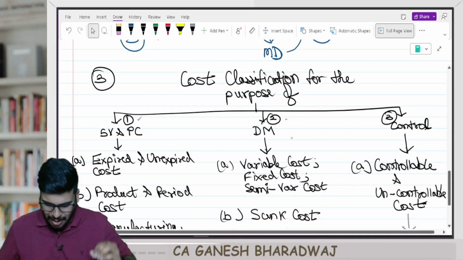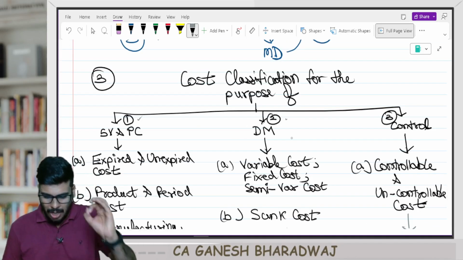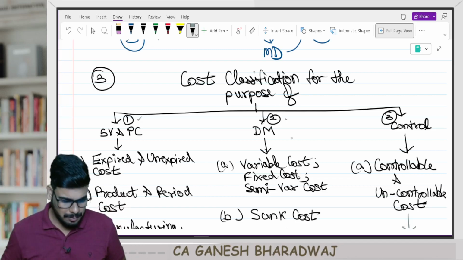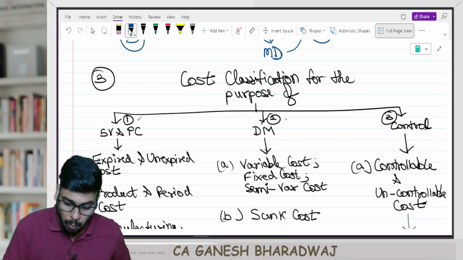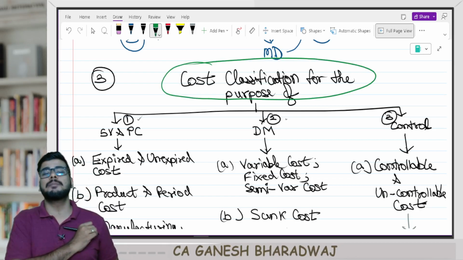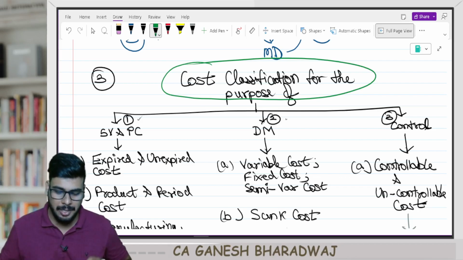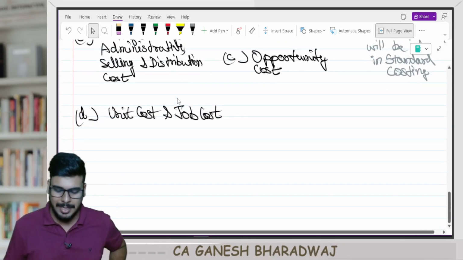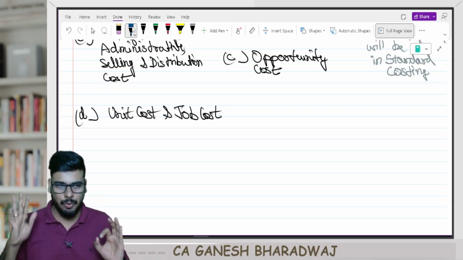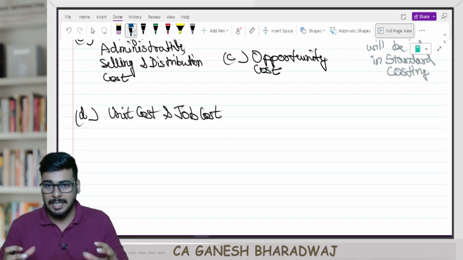Now, first of all, what is the heading? Cost classification for the purpose of 1, 2 and 3. Now, we will first understand what do you mean by cost classification. Again, catch up running notes. A very typical, very relatable example I will tell you. With this example, you will now be able to understand. Guys, this is the backbone.